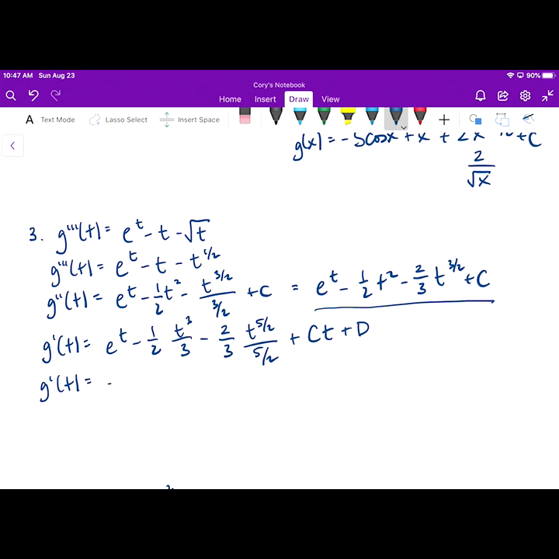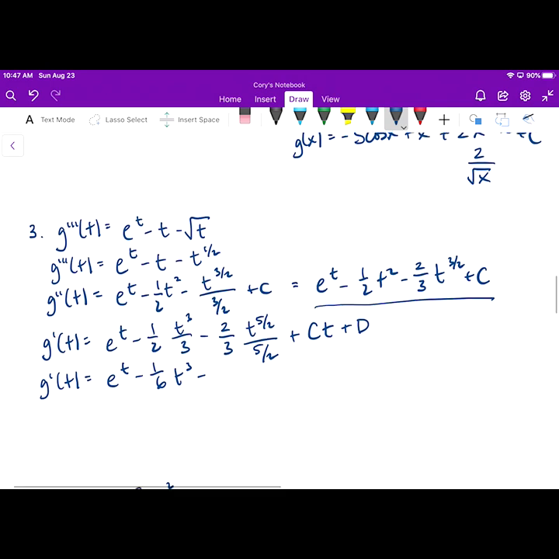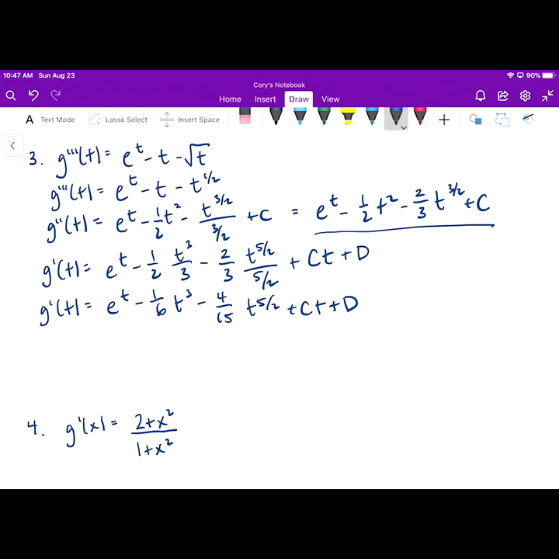So g prime is going to become e to the t power minus 1/6 t cubed minus 2/3 divided by 5/2 is the same thing as multiplying 2/3 times the reciprocal. So that's going to be 4/15 t to the 5/2 power plus ct plus d. And then we've got to take the antiderivative one more time to get g.